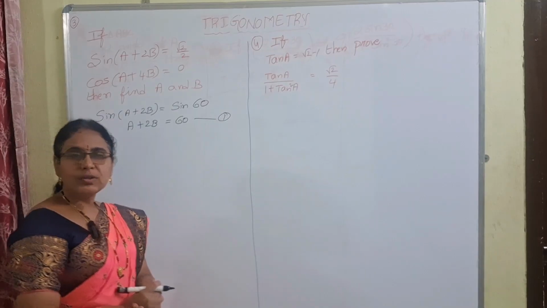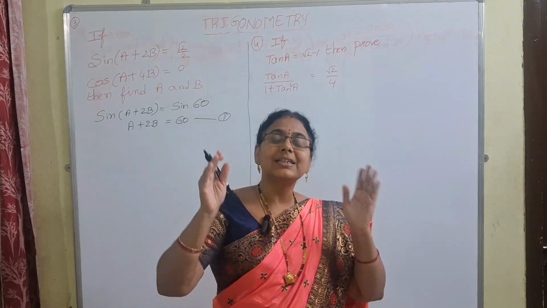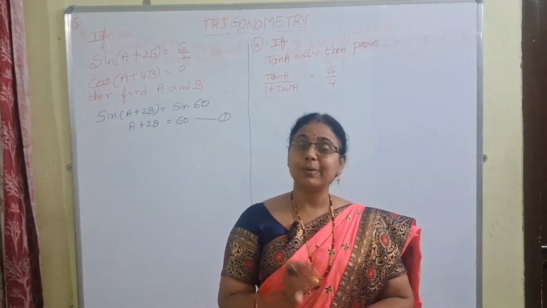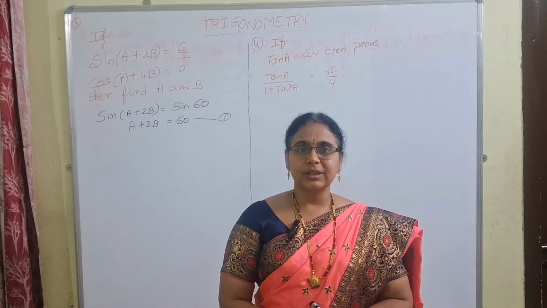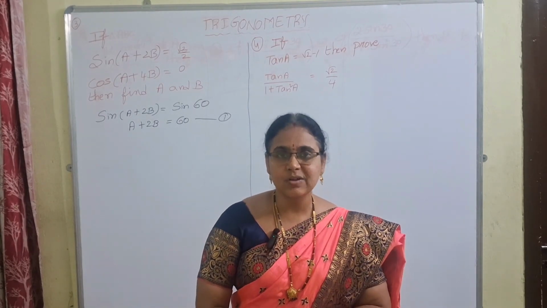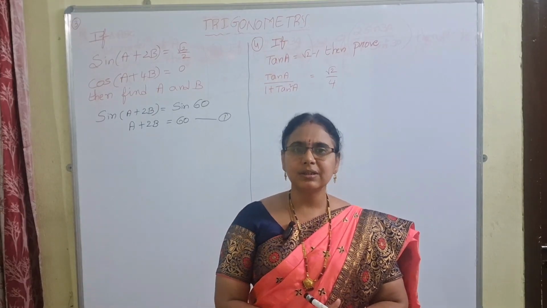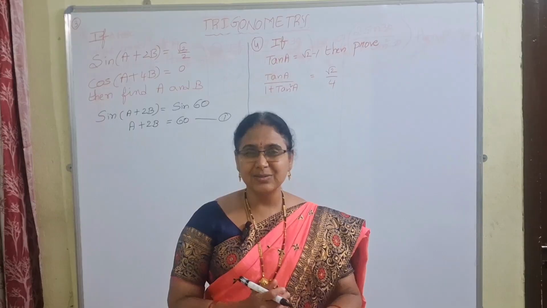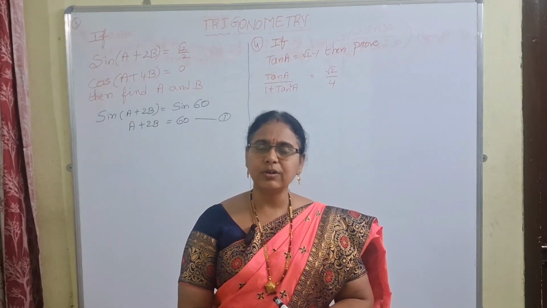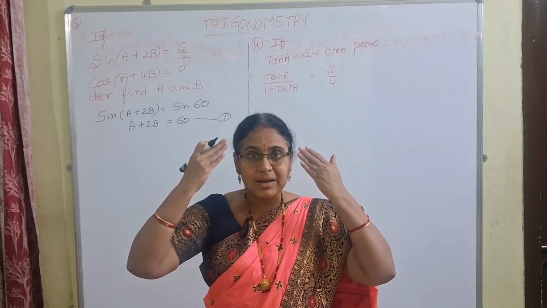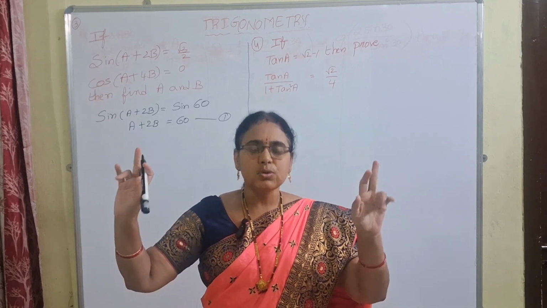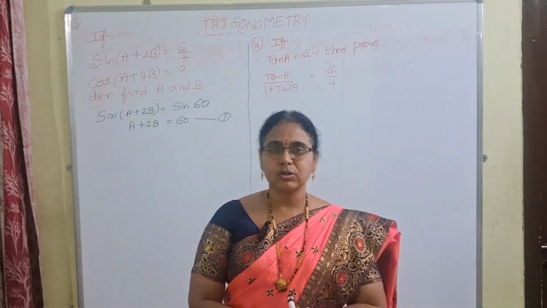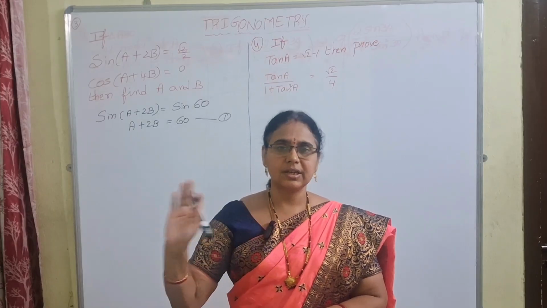Both sides have sin, so you can imagine cancelling the sines, but don't do the cancellation mathematically. That is wrong. Directly we can't cancel the sine. In intermediate you will learn that when we transpose sin to the opposite side, it becomes sin inverse. For now we just imagine that both sides have sin, so it is cancelled. Then a plus 2b is equal to 60. Okay, the first thing is completed.